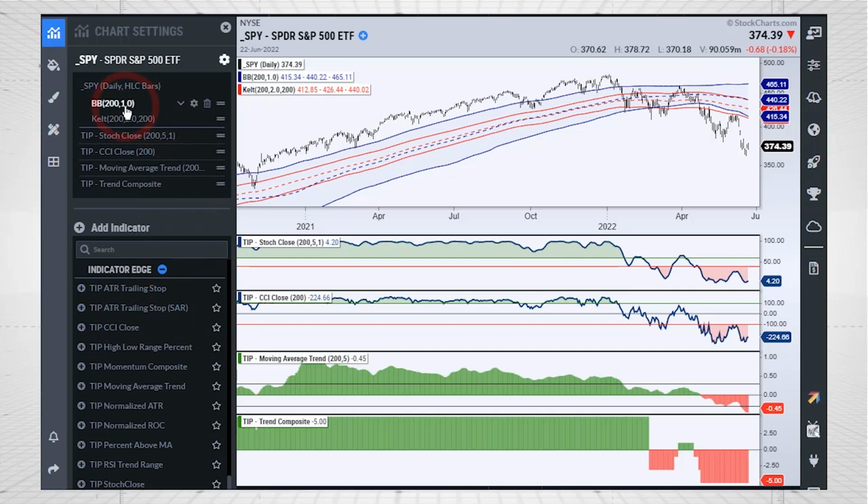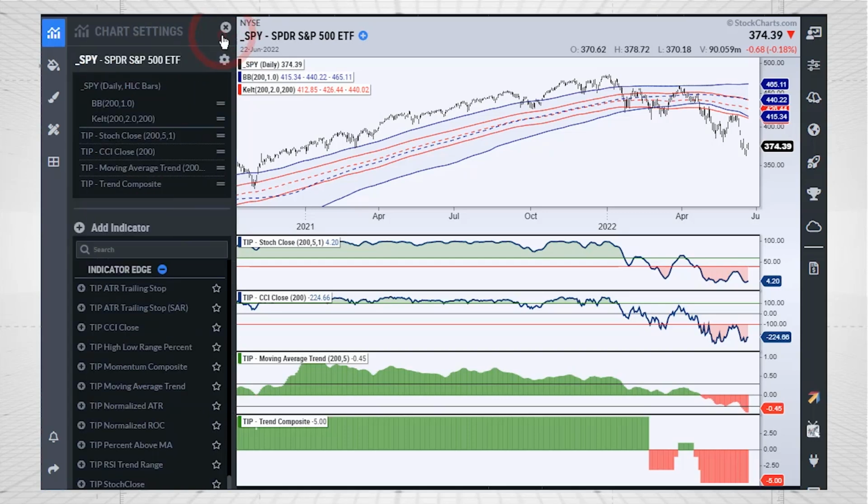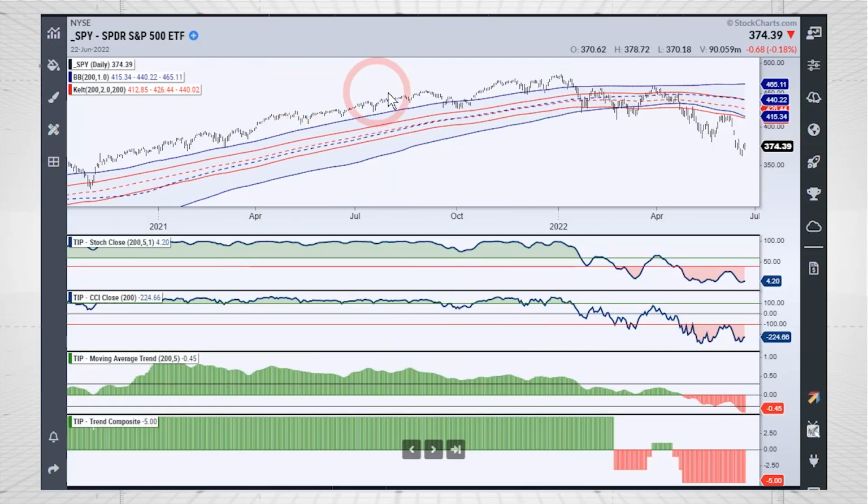And then at the top, you can see the Trend Composite indicators individually, and then you can click on the Trend Composite to change those settings for the individual indicators. And so what I've done is I've changed all of them to 200 days instead of 125.